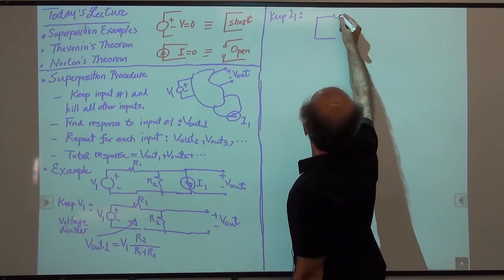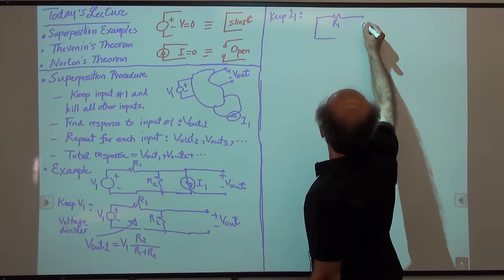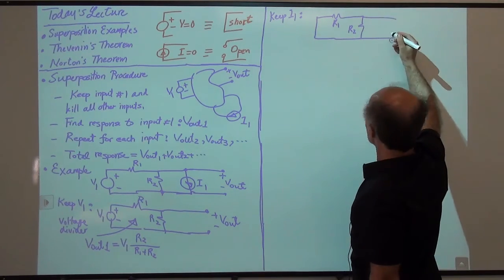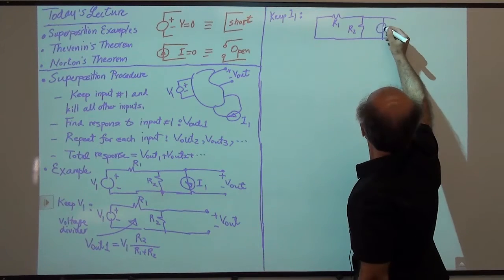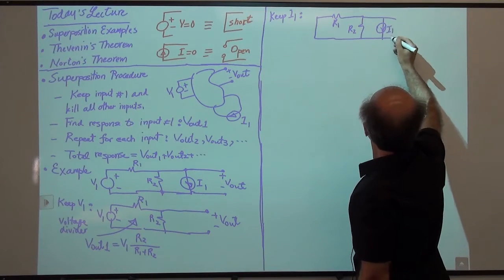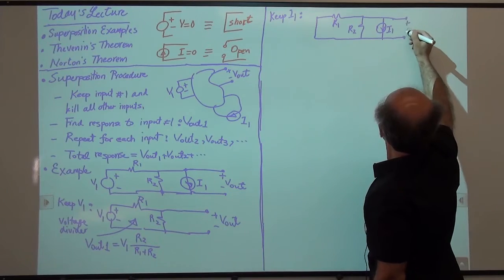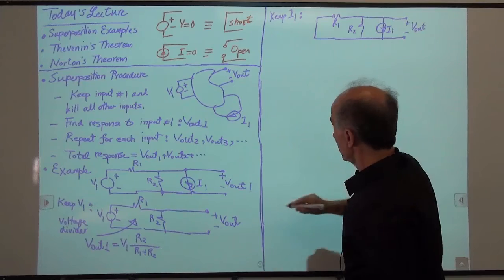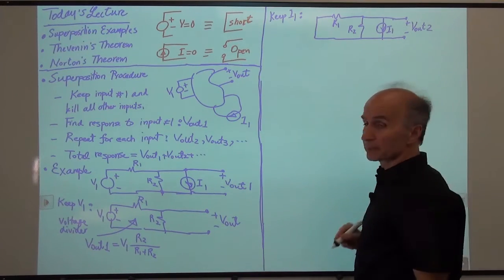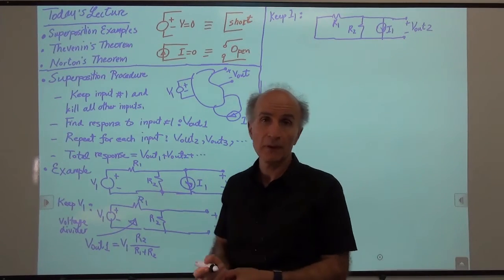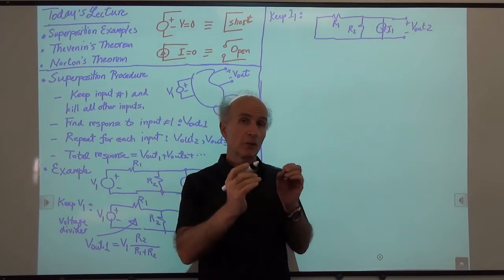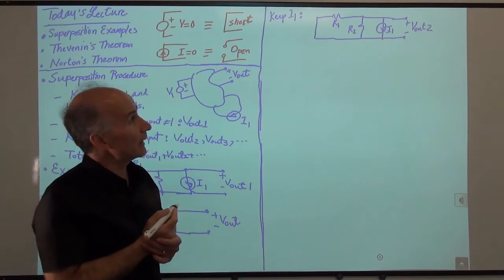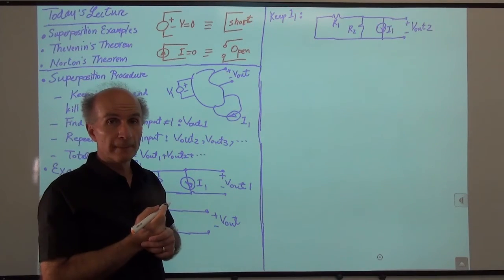And then we have R1, then we have R2, then we have a current source I1, and then we have a new voltage. So I should call this V out 1, I should call this V out 2. So V out 2 is the output, is the response corresponding to the input I1. All right, can I write this right away? How much is V out 2?